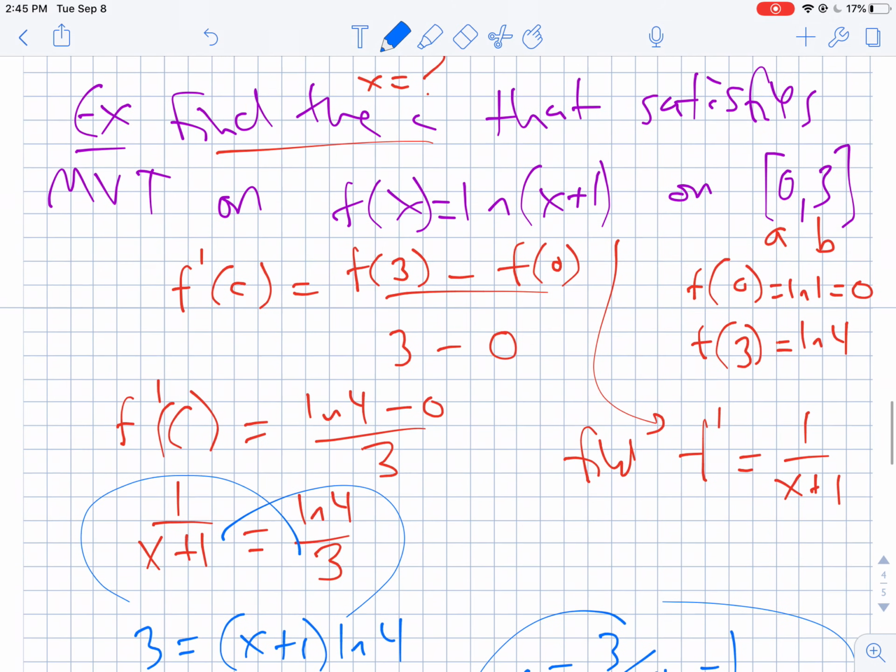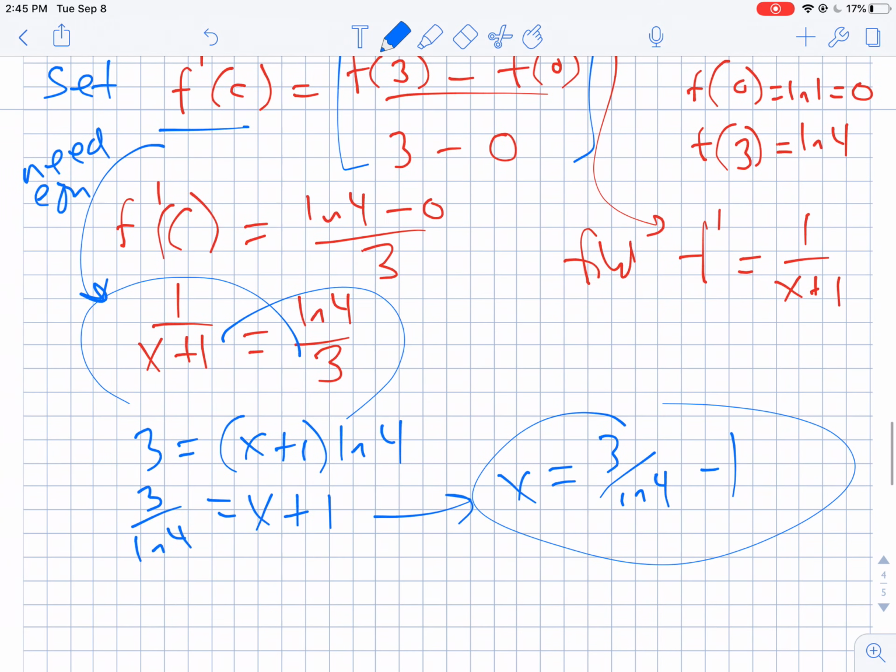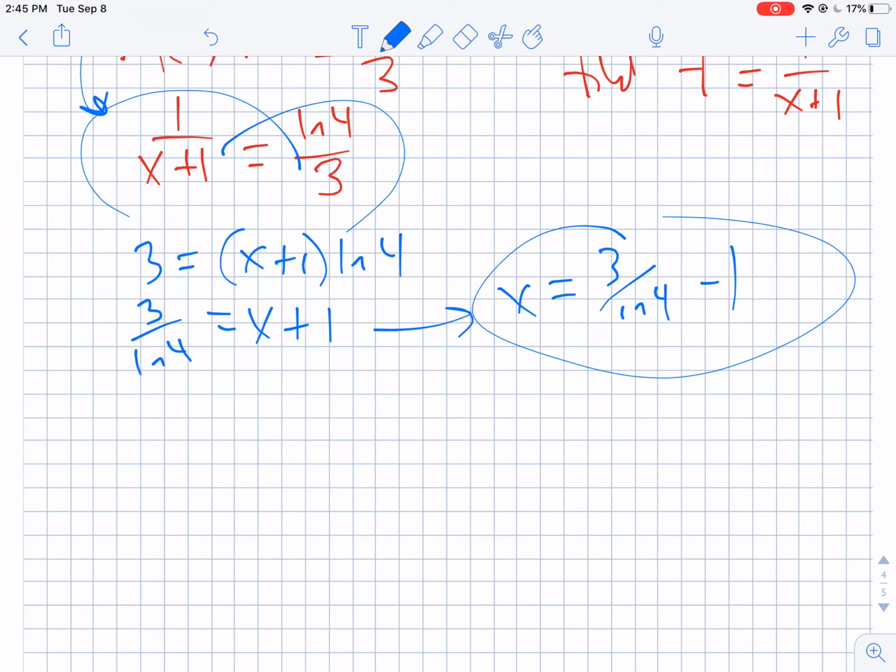The important part is that I'm setting my f prime equal to that average rate. Once I have the equation for f prime, I'm just doing some algebra to solve that out. So that's how I can find the c. So that's one case where the mean value theorem is used. Here's another example of where you'll see the mean value theorem.